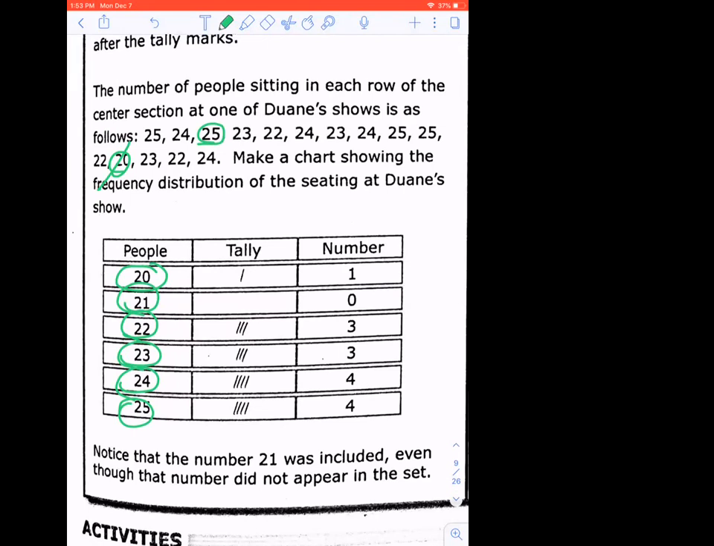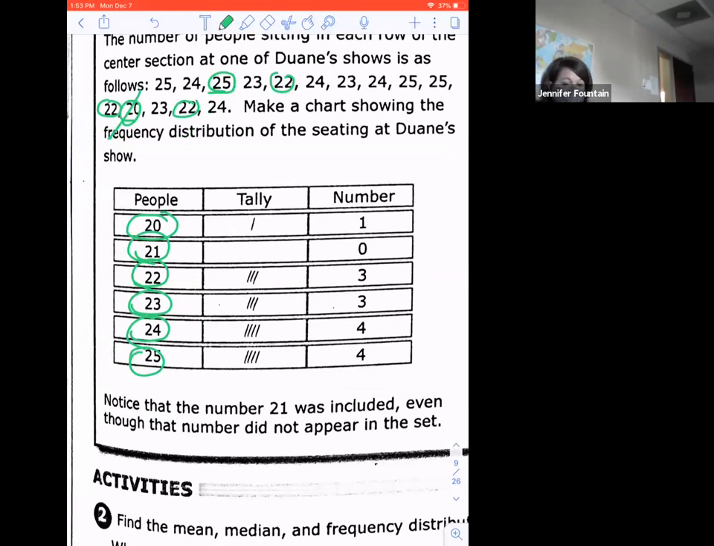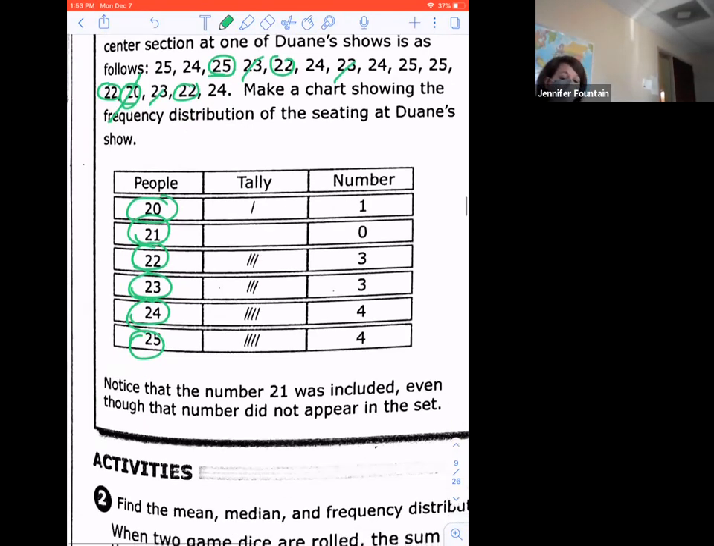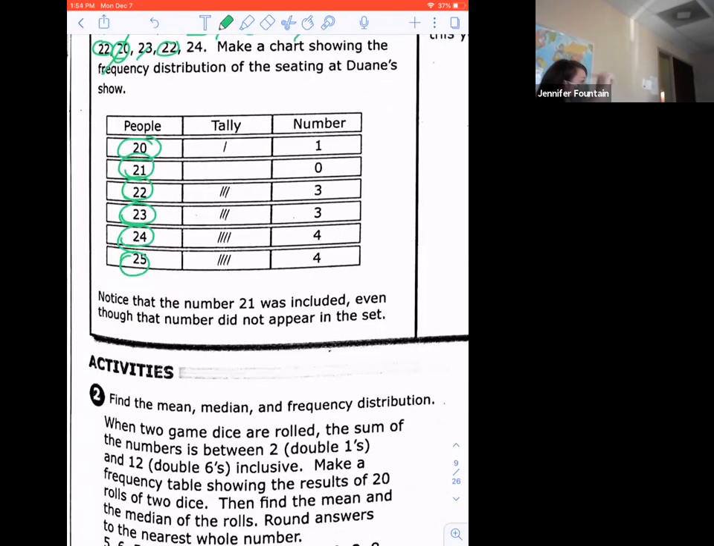No. So I don't have any tally marks. How many times do I see the number 22? Three. Good. 1, 2, 3 times. So there are 3 tally marks. How many times do I see the number 23? Three times again. 1, 2, 3. So there are 3 tally marks. What about 24? 4 times, and 25? 4 times. So see how they just said, all right, now I can see how many had 20, 21, 22, 23, 24, and 25. Listing those tally marks just helps us to make a quick record, and then all I do is add my tally marks up at the end to show the number.